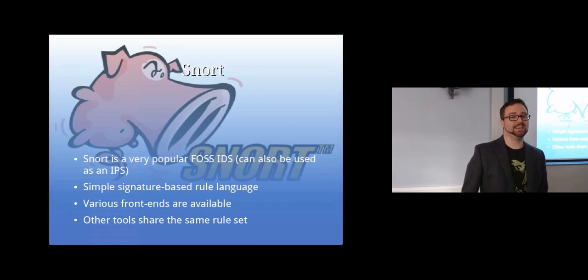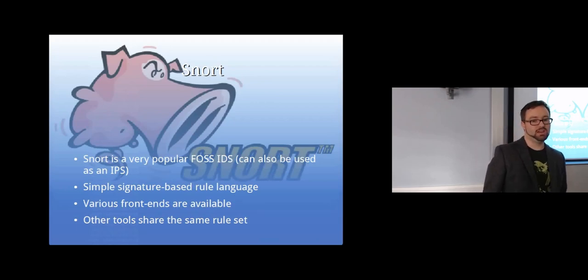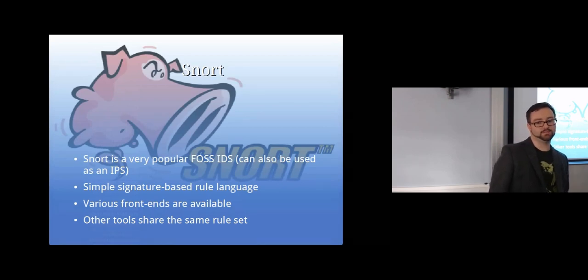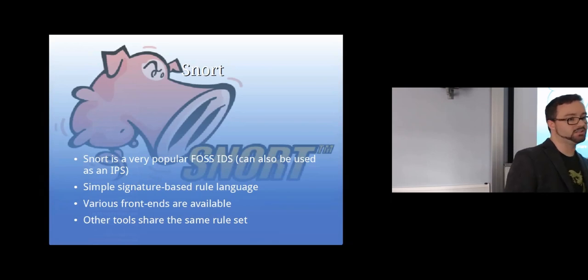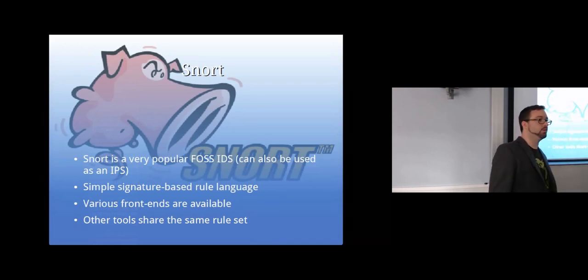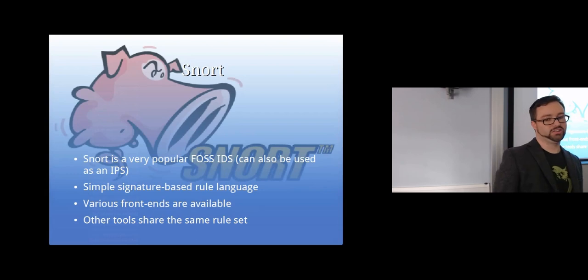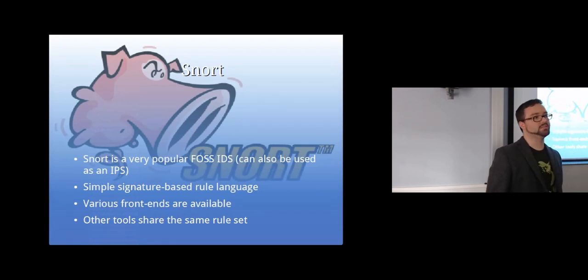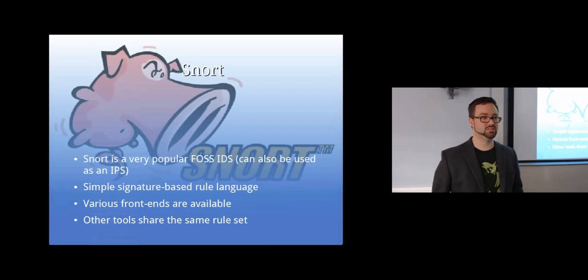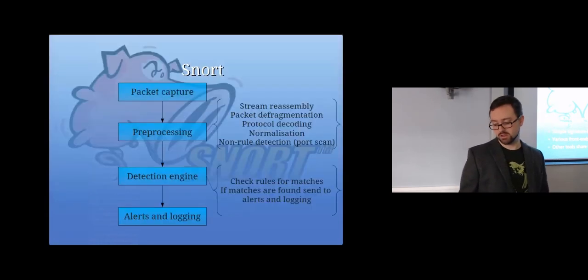And it's got a fairly straightforward signature-based rule language, and there's lots of different front ends available, and a lot of other IDS tools share the same rule set. So if you write a Snort rule, you can actually import that into most IDS systems. Also, because there's a lot of freely available rules written for Snort, the other commercial systems will actually use some of those rules. And there are commercial systems actually based on Snort.